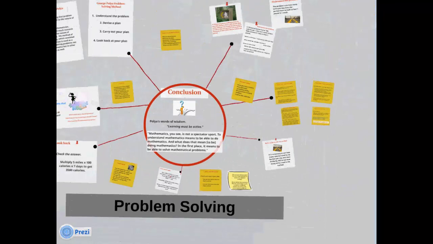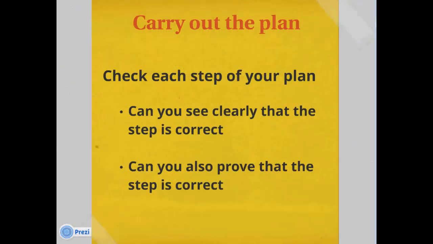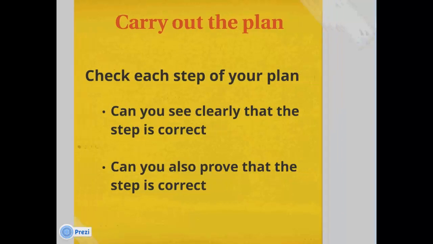All right, so now what? So now we're going to move on to step 3. We're going to carry out that plan. We're going to check each step of our plan. We're going to make sure that we can clearly see that that step is correct. And then if we can, we're going to try and prove that that step is correct.